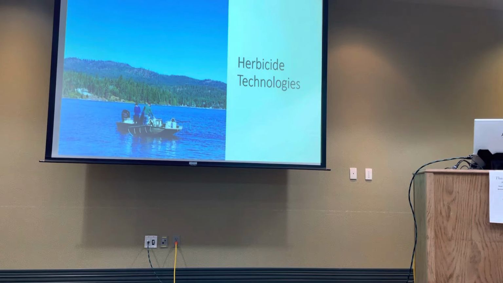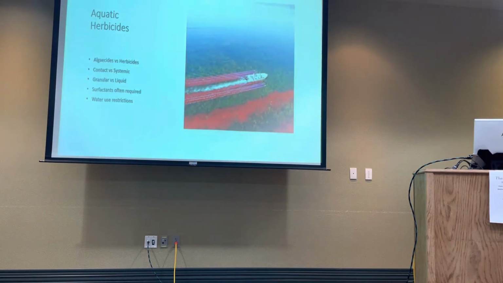I guess following this, we're going to go through different herbicide technologies and glossary terms that are going to be important later for understanding the talk. So for aquatic herbicides, we have algicides versus herbicides. Algicides are like copper or cyclomycin. They're used to control single-celled planktonic or filamentous algae. And then we have herbicides, which control vascular rooted plants.